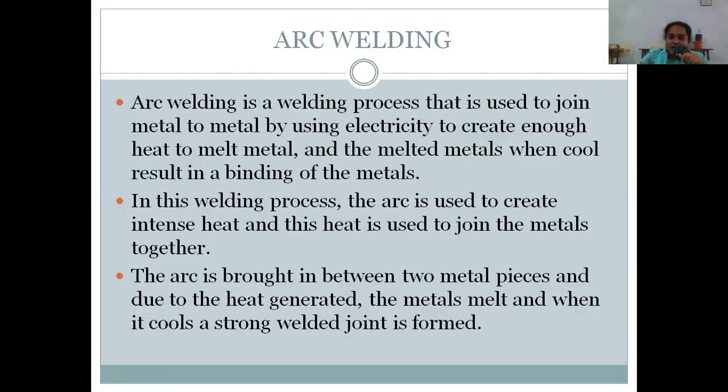So what is arc welding? Arc welding is a welding process that is used to join metal to metal by using electricity to create enough heat to melt the metal, and the melted metals, when cooled, result in a binding of the metals. In this welding process, the arc is used to create intense heat, and this heat is used to join the metals together. The arc is brought in between two metal pieces, and due to the heat generated the metals melt, and when it cools, a strong welding joint is formed.